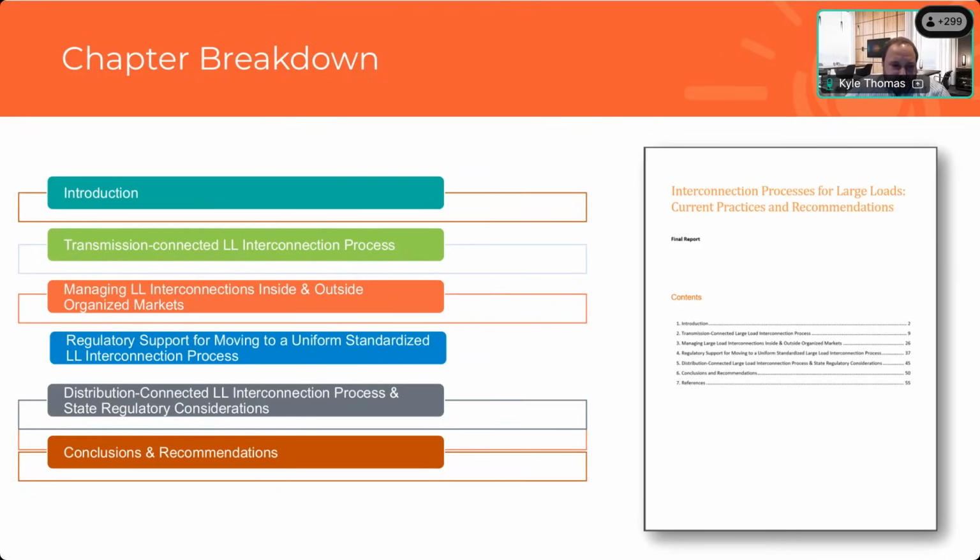So what I'll cover today is a few sets of key topics in each of these main chapters that you will find in the report in the near future.